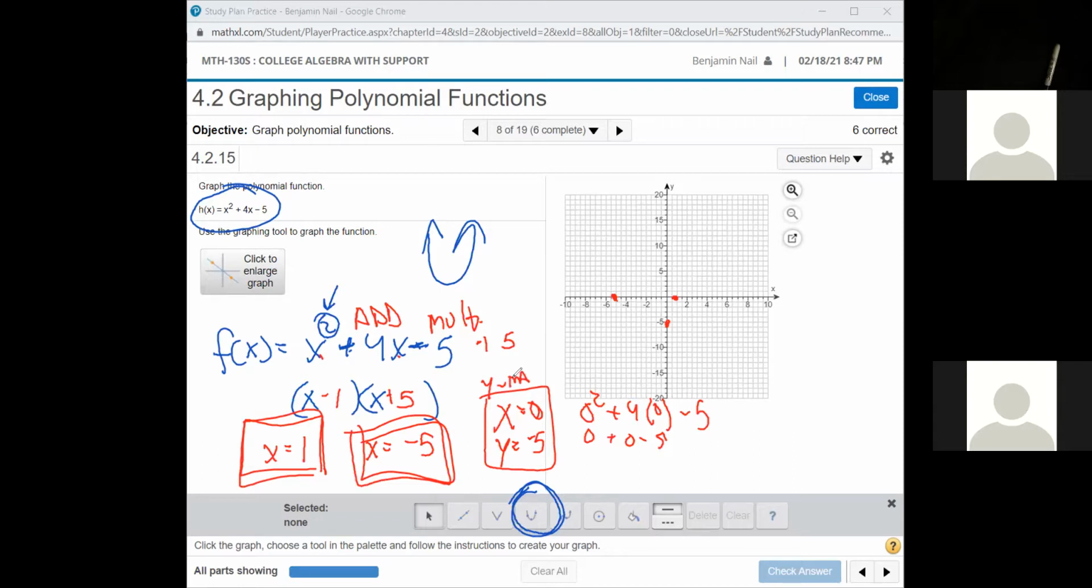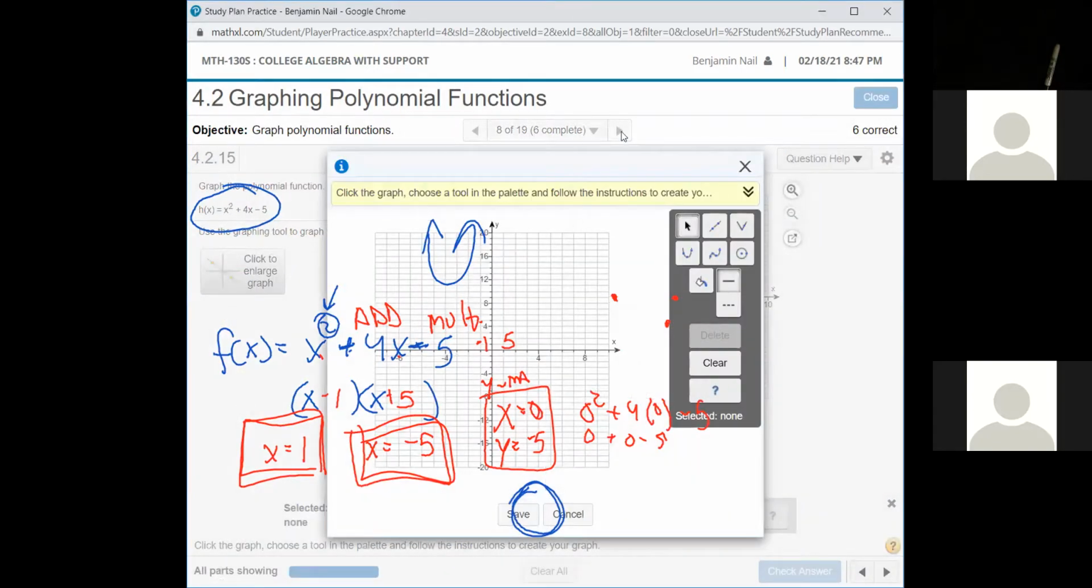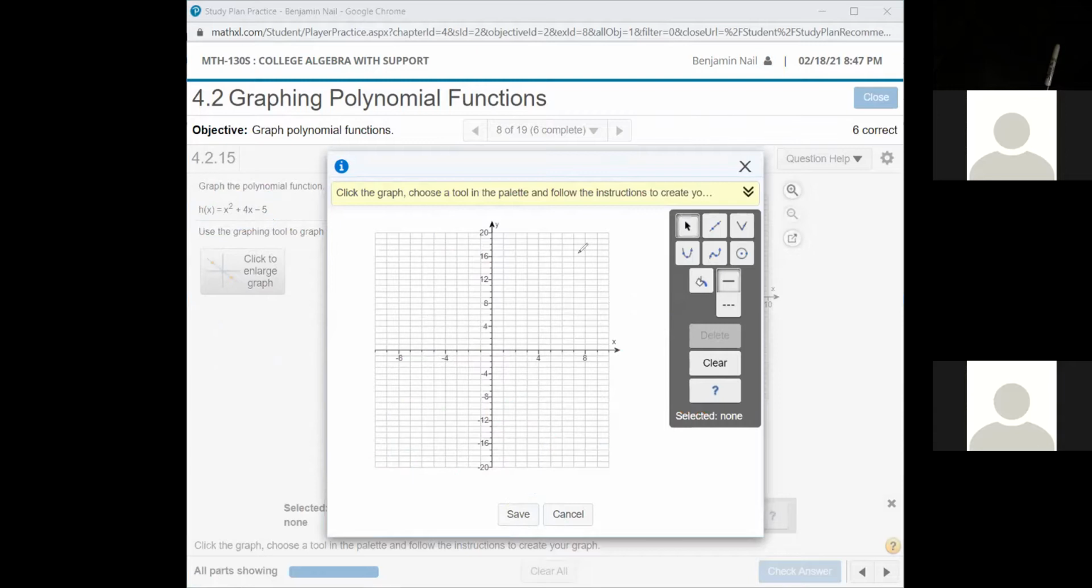So if I plot those specific points, again, I'll enlarge my graph. Oh, all my drawings are in the way. Let me clear those out.